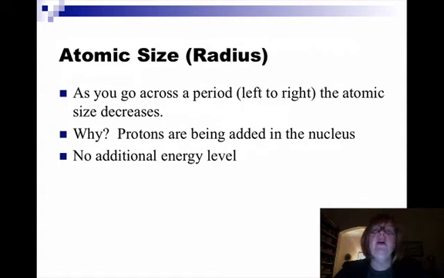But how about when you go across a period, when you're going left to right? When you go across, the atomic size actually decreases, which can seem a little confusing because when you go left to right, you're adding protons and electrons into the atom. However, the protons are being added in the nucleus, but no additional energy level is added for the electrons. So as you go from left to right, the positive charge in the nucleus increases, so it pulls in those electrons tighter because there are more protons in the nucleus.